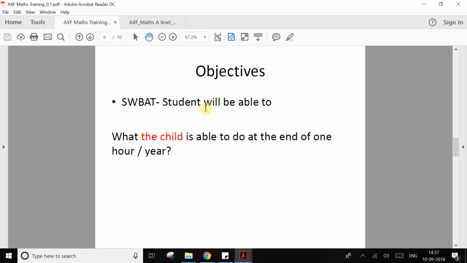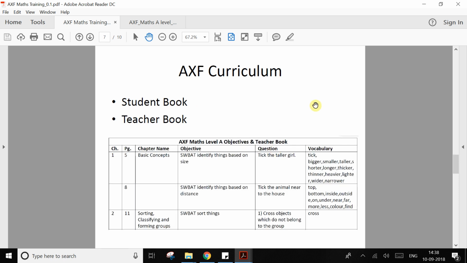In AXF, the curriculum is broken down into small objectives, and an objective means what the child is able to do at the end of the 1 hour you are teaching, and what the child is able to do at the end of the year. So we have a lot of objectives for different levels. While you're teaching, you will have two resources: one is the student book, the other one is the teacher book.